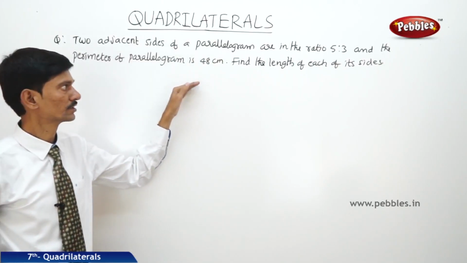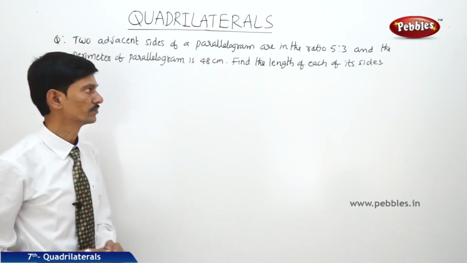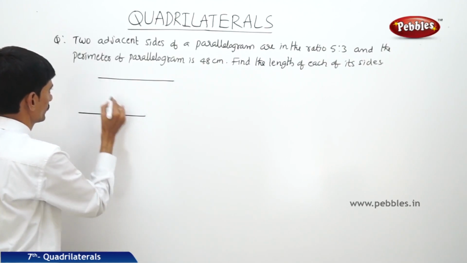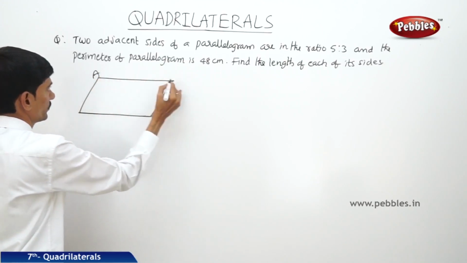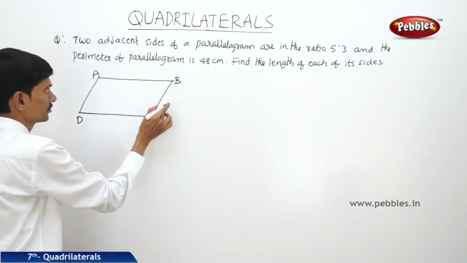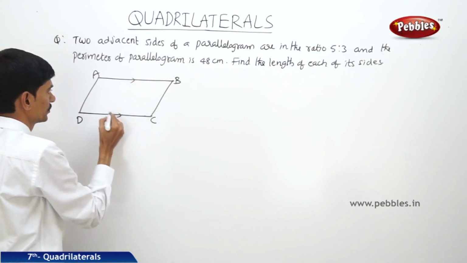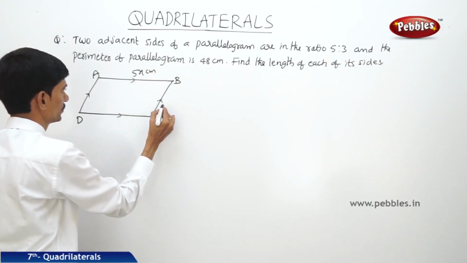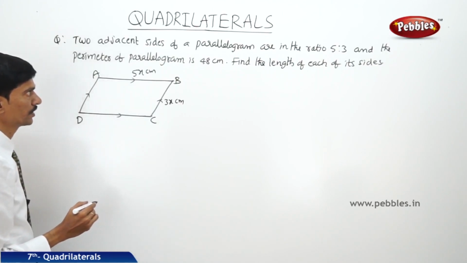the parallelogram is given as 48 centimeters. Then we should find the length of the sides of the parallelogram. So let us draw a parallelogram ABCD. Now the two adjacent sides are in the ratio 5:3. So let us take the adjacent sides as 5x centimeters and 3x centimeters. Then its perimeter is 48 centimeters.